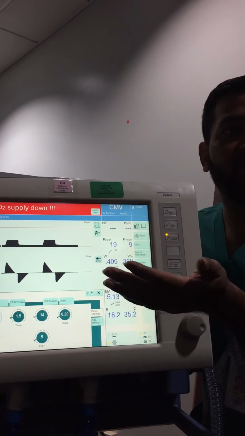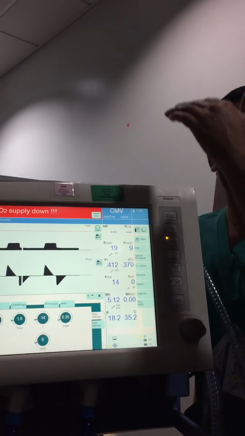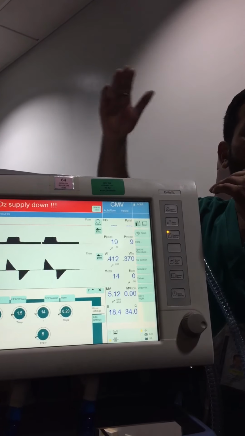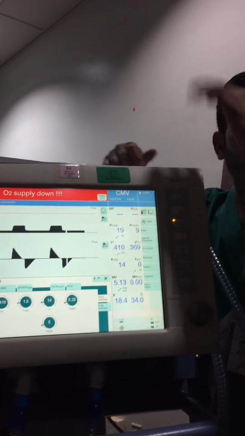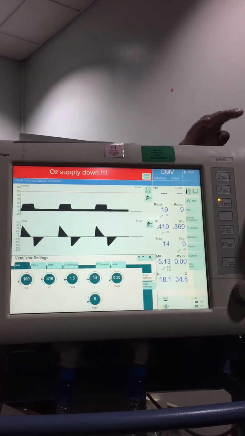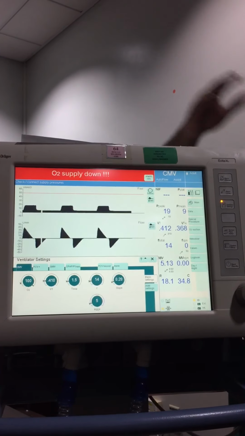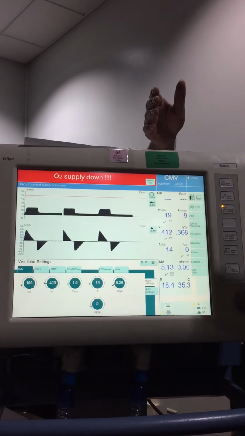Based on your PCO2 level in the ABG, you can increase or decrease. If the patient has a high PCO2 level, increase the rate to wash it out. If the patient has low PCO2, reduce the rate to accumulate your PCO2. Okay, these are the things.